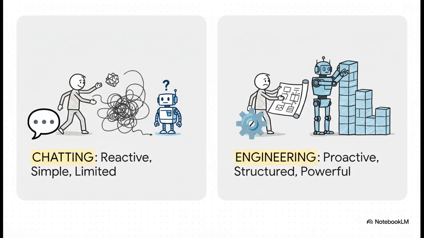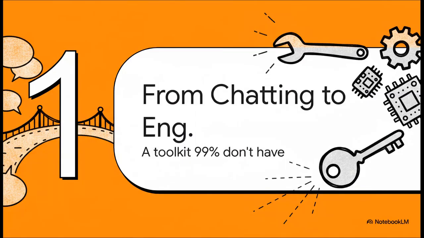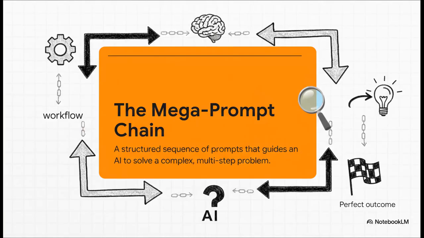Today, we're going to make you an engineer. We're about to make that leap from just chatting with an AI to actually engineering solutions with it. Seriously, think of this as us handing you the keys to a toolkit that almost nobody else even knows exists. And the key to this whole thing is what we call the mega prompt chain.